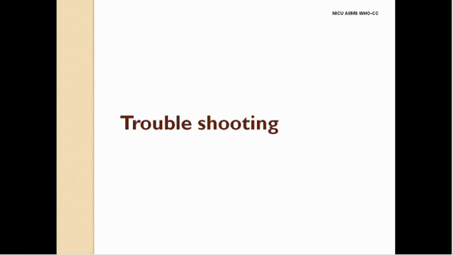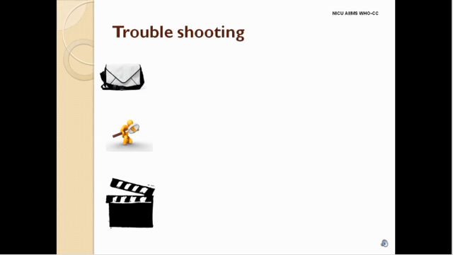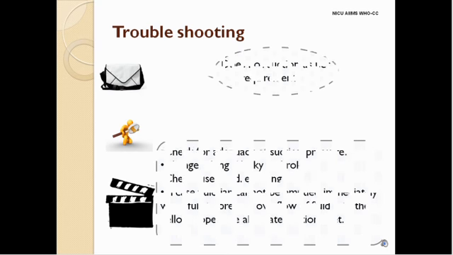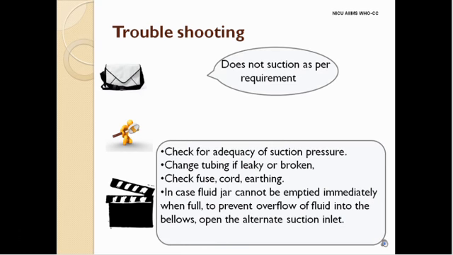Having learnt the basic principles, the functioning and the disinfection, let us now try and understand some common problems which may arise during the functioning of this machine. If the machine does not suction as per requirement, check for the following: the adequacy of suction pressure. Check the tubing. It could be leaky or it could be broken. Check the fuse, the cord and the earthing.